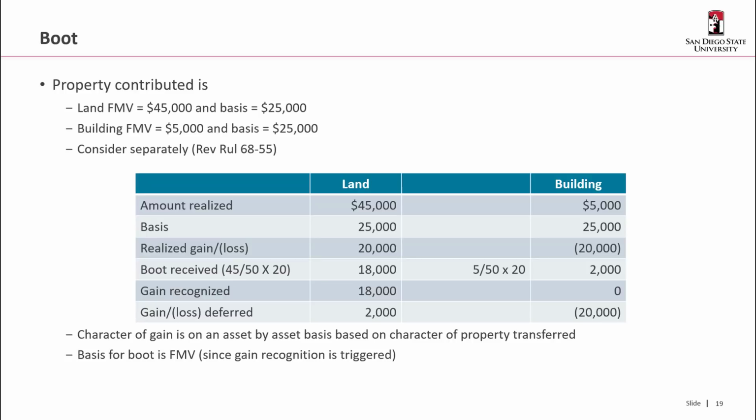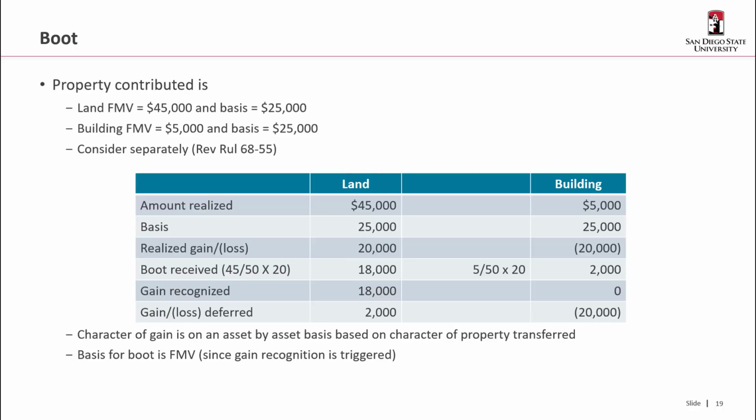All right, so when we examine the land, because we have to consider these separately, we say the amount realized is $45,000, the basis is $25,000, the realized gain is $20,000. We allocate the boot between the 2 assets. So the land is 45 of the $50,000 of market value that's received, times the $20,000 of boot is $18,000. So that means we would recognize $18,000 of that gain, and the $20,000 of gain would just be deferred.